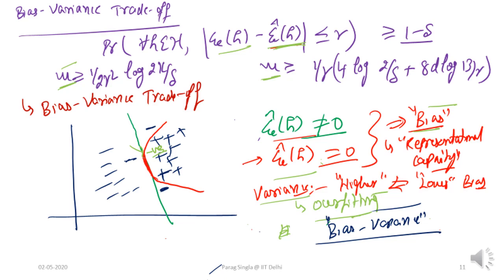So which means that it is not representationally powerful enough to be able to separate these points and achieve zero training error, which is shown on the right side, which is epsilon hat of h, where h is any linear classifier. It will not be equal to zero. I guess it will be at least one, or maybe two, depending on how exactly you place these points.